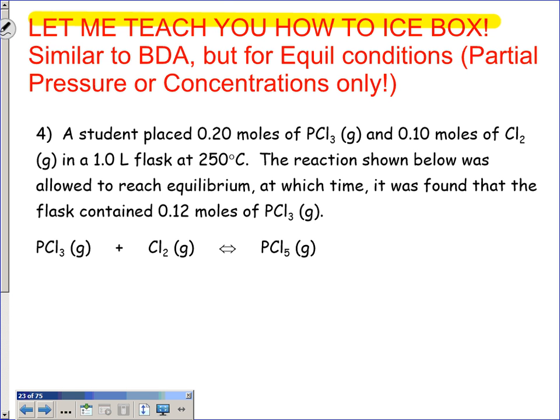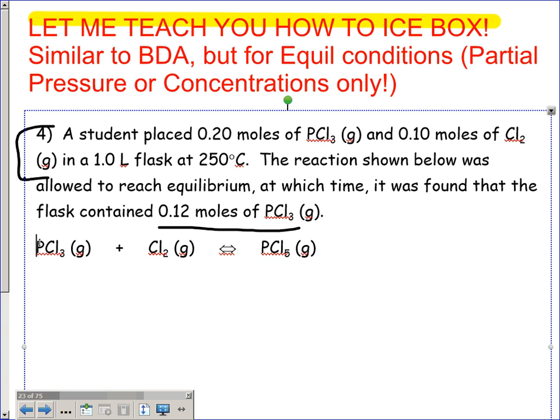So at some point, you're going to see that the words in the questions will either say initial or say at equilibrium. This particular one says a student places a substance in a flask. The reaction shown below is allowed to reach equilibrium, which means that this part is talking about the initial conditions of a reaction. As it's allowed to reach equilibrium, it was found that the flask contained this much PCl3. So we're going to set up an ICE box, which is a RICE box. I don't like to call it a rice box, it just feels awkward coming out of my mouth.